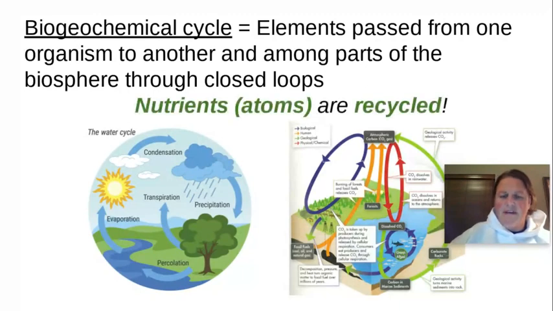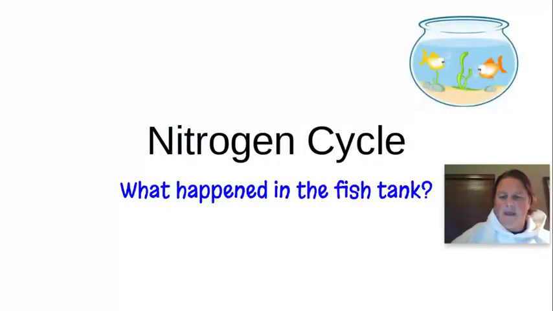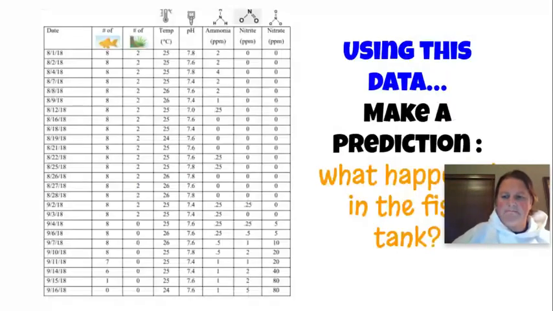And so our big idea was that nutrients or atoms need to be recycled. So we're going to also take a look at another cycle that does the same process to deliver more nutrients to the living organisms. The cycle that we're going to look at today is called the nitrogen cycle, and we're going to use a case study that deals with a fish tank. Your goal is to try and figure out what happened in the fish tank to the nitrogen cycle as we look at some data.